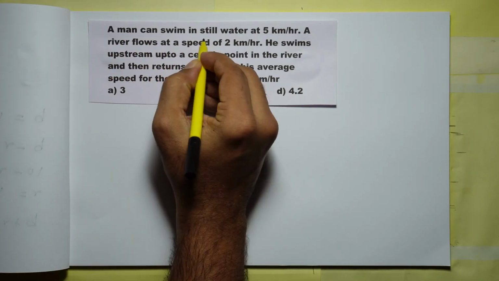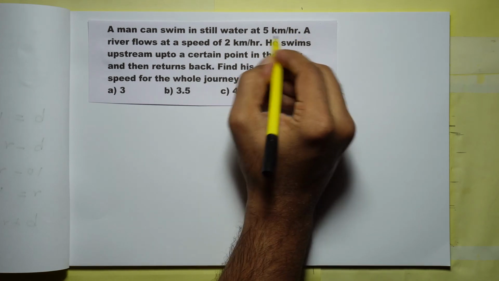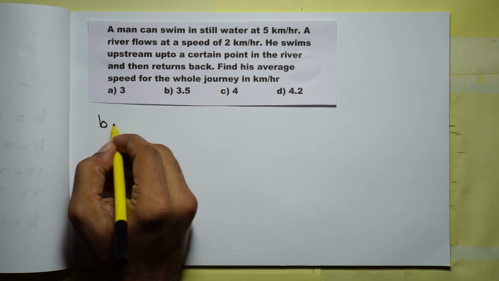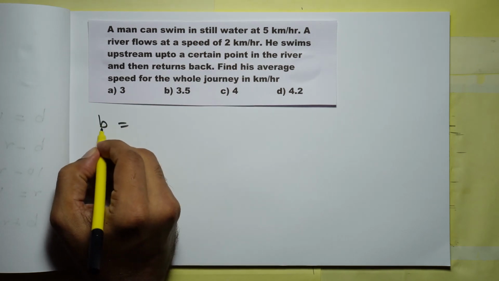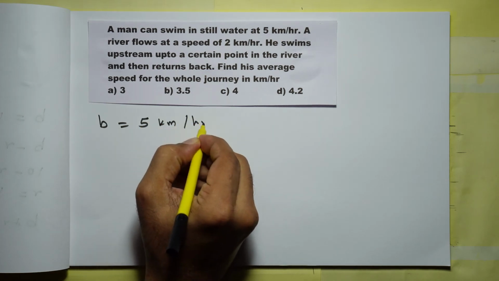A man can swim in still water at 5 kilometers per hour. So we'll just write down all the data here. That is, in still water, the speed is 5 kilometers per hour. That is speed of the boat. We can take it as speed of the boat. That will be 5 kilometers per hour.